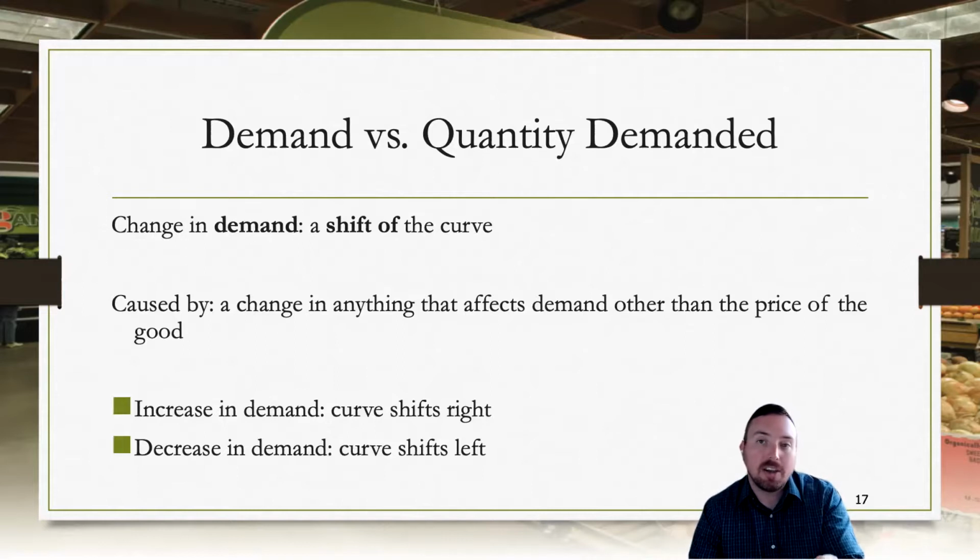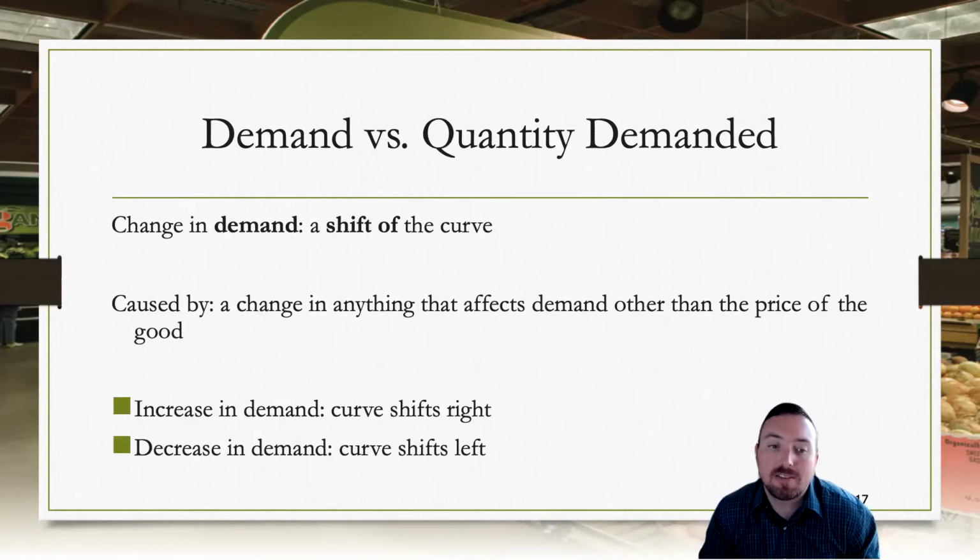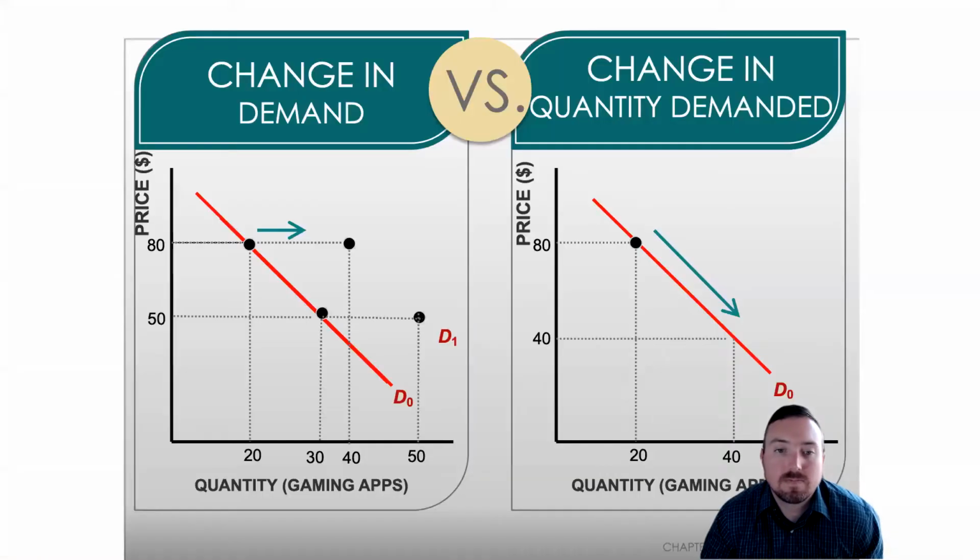A change in demand is an entire shift of the demand curve. It's a change caused by anything that affects demand other than price of the good. Right? So an increase in demand shifts the curve to the right. A decrease in demand shifts the curve to the left. So again, changing demand, it's going to be a shift to the right or to the left. Again, the whole curve is moving. Changing quantity demanded is we're moving along the curve, from one point down to another or one point up to another. Okay, so make sure you know the difference and distinguish between the two.